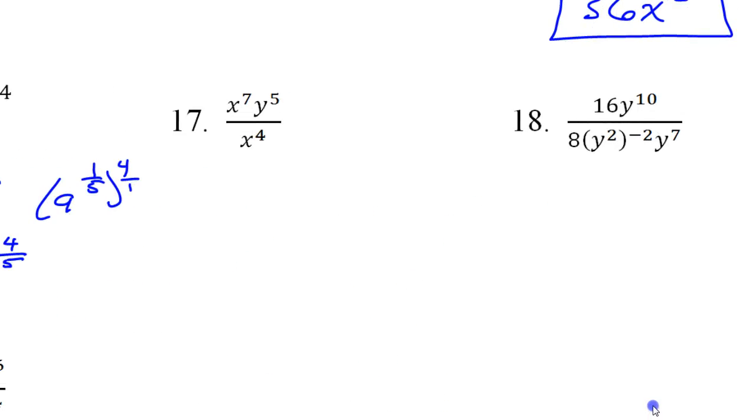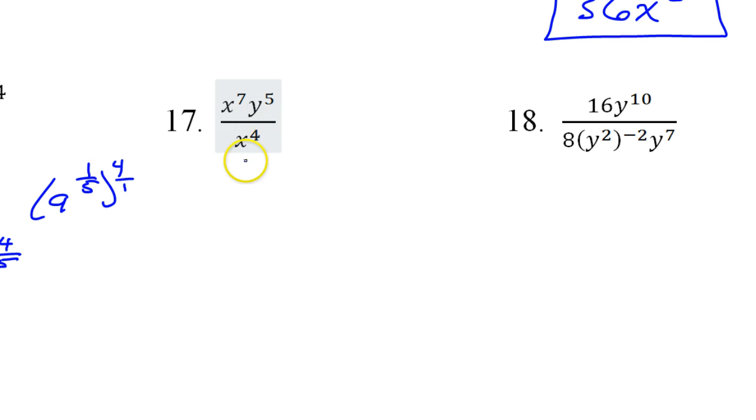Alright, number 17. I see how the x's are the same. I have x's in the numerator and denominator. So some of these are going to cancel out. The 4 x's in the denominator are going to cancel out 4 of the x's in the numerator. So how many x's will be left? Okay, that will leave 3 left, so x to the 3rd power in the numerator, because that's where the extra x's are. And then we have y to the 5th power just sitting there.